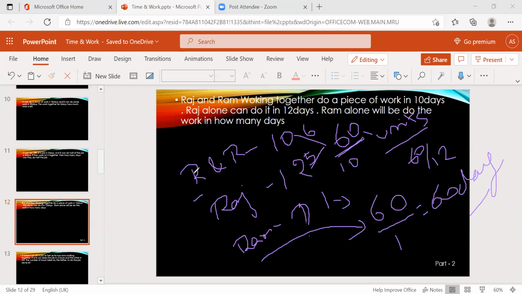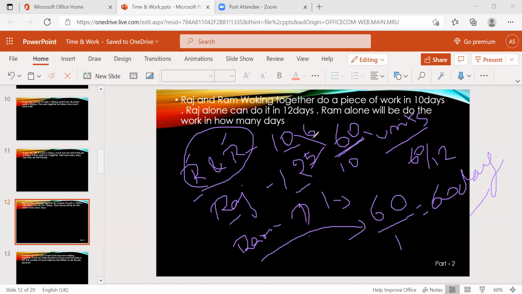So once again, what we are doing here: they gave Raj and Ram's together working time, how many days? 10 days. Only Raj can do it in 12 days. And taking the LCM, we get the total units of the work. If you know the total units of the work, then you can find out the Ram and Raj units, meaning 1 day efficiency: 1 day work of Ram and Raj, and 1 day work of only Raj.